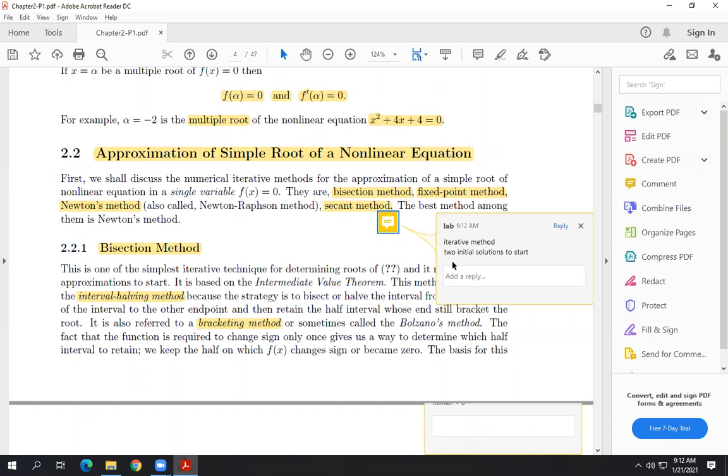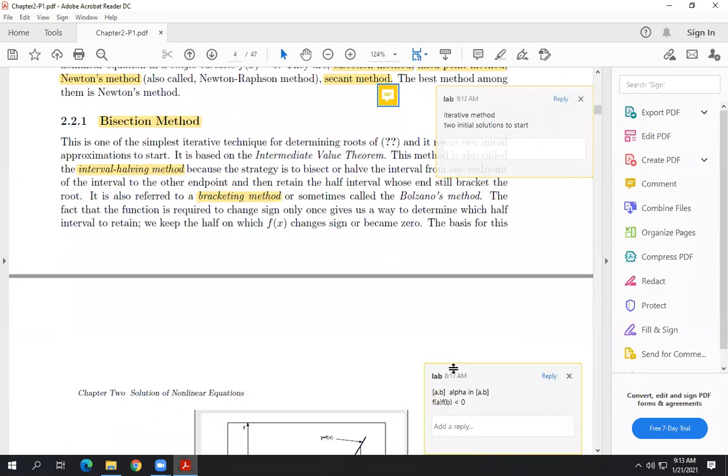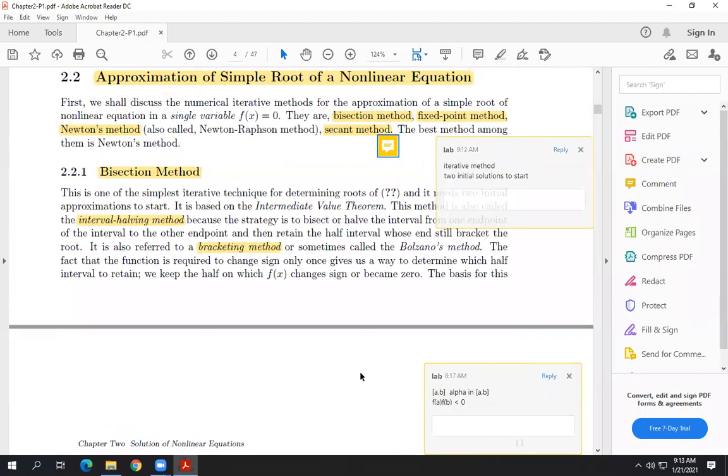Bisection method is an iterative method, and an iterative method cannot start unless an initial solution is given. Some iterative methods need 1 initial solution to start, some need 2. Bisection needs 2 initial solutions to start, and the initial solutions, I told you, are always given by the teacher. So what does the teacher always give you? The interval, right?